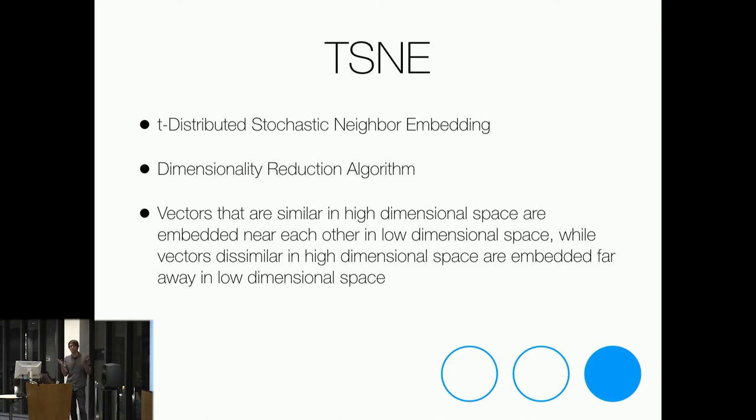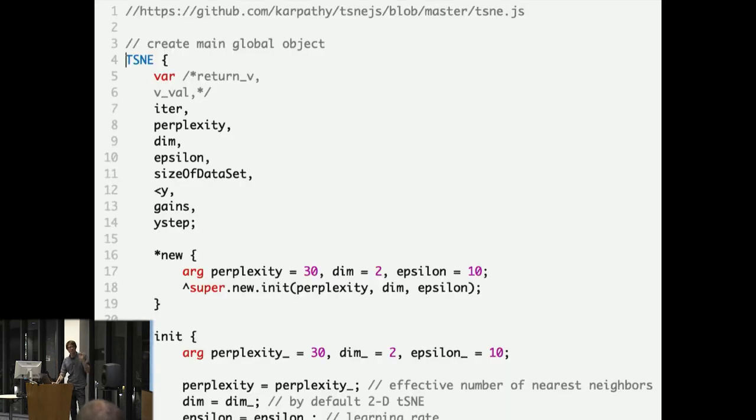And first we'll see two dimensions, so that the vectors that are close to each other in the high dimensional space will end up close to each other in the low dimensional space, and the vectors that are far away from each other in the high dimensional space will end up far away from each other in the low dimensional space. In order to do this, I had to port this algorithm from a JavaScript version I found into SuperCollider so that I won't have to bounce back and forth between different things.